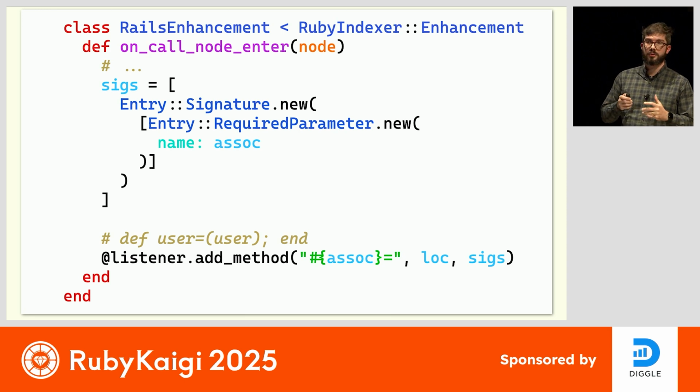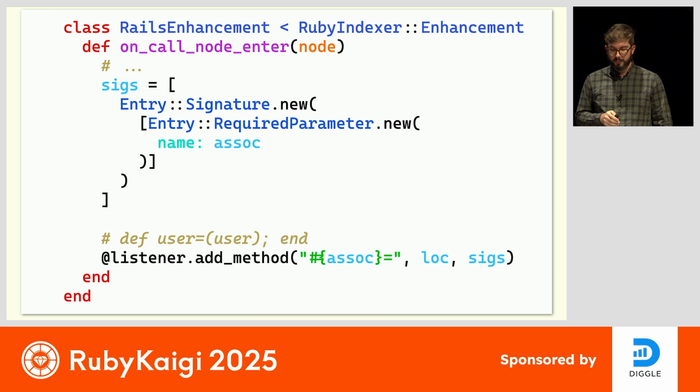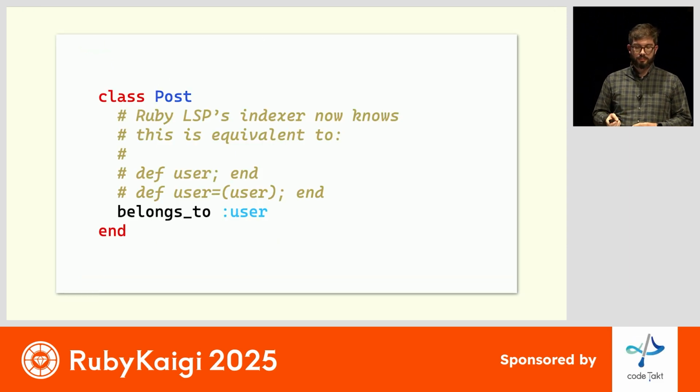The Ruby LSP allows you to have multiple signatures in case there are many different ways that you can invoke the same method, but in this particular example, there's just one signature with one required parameter. And that's already enough for us to be able to handle belongs_to and tell the Ruby LSP that when we find that call, two new methods are going to be available inside of that Post class, one for the reader of the association and the other one for the writer.